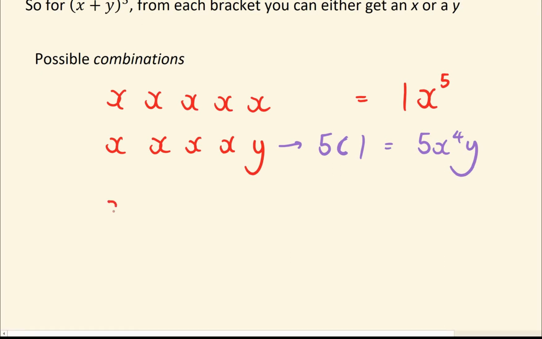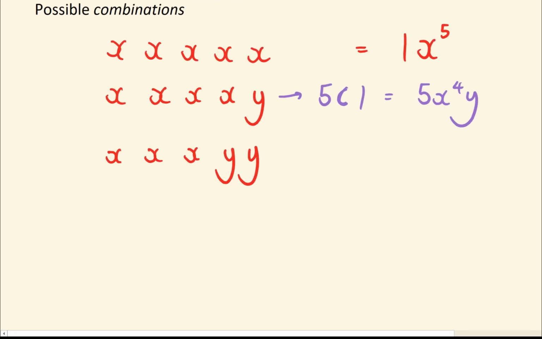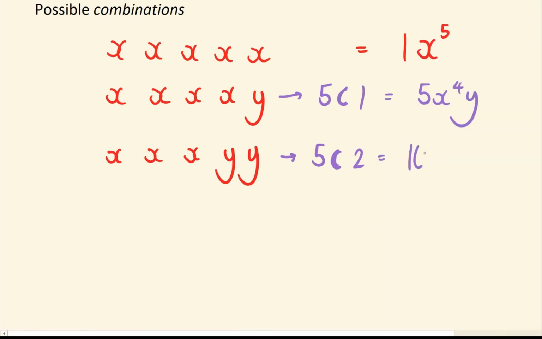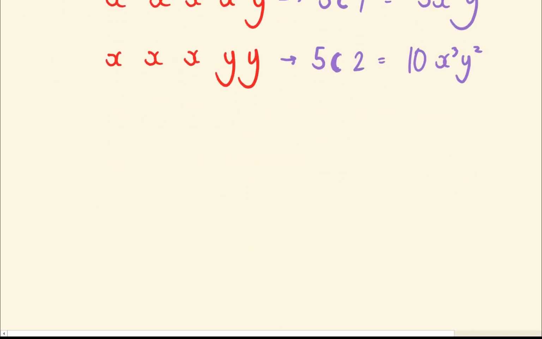My next term, I'm going to have x cubed y squared. So I'm going to have 3 x's and 2 y's. And then we think, how many ways can I organise those 5 letters? Well, that is going to be 5 choose 2 or 5 choose 3. So we go to our calculator again. 5 choose 2, and that gives us 10. So that means there's going to be 10 lots of x cubed y squared. There were 10 different ways I could write 3 x's and 2 y's when I expanded out these brackets.